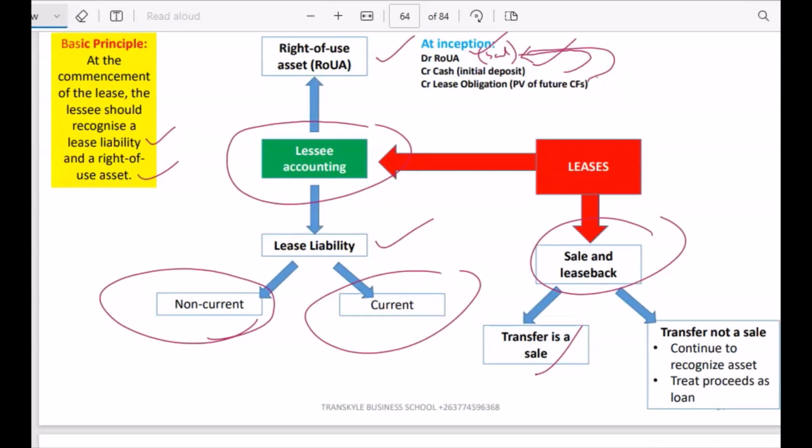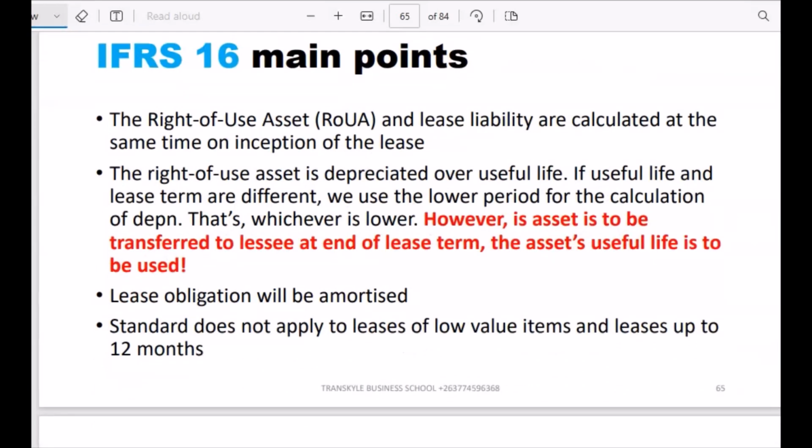Okay, now the main points about IFRS 16 before we delve into the relevant examples. Now, the right of use asset and the lease liability are calculated at the same time on inception of the lease. Like I said, you need to first of all determine the PV of the future payments which are going to be made in respect of the lease, and then the initial deposits. You have to know them so that you then calculate the right of use asset.